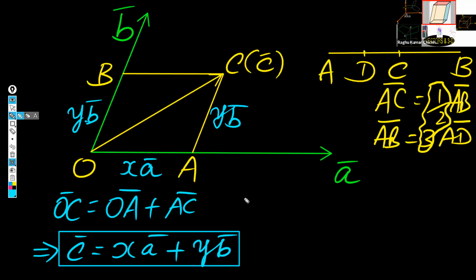So now let us generalize this. What I mean to say by generalization, we have derived a condition here. So what is that generalization here? A bar, B bar, C bar are coplanar.